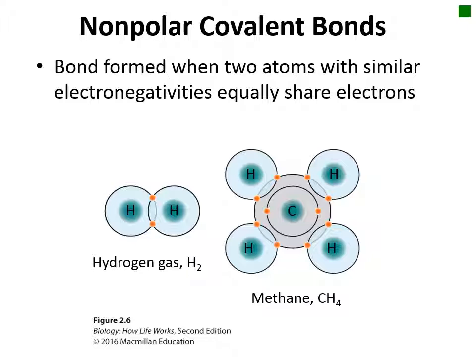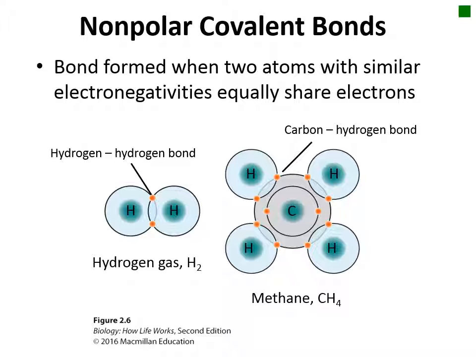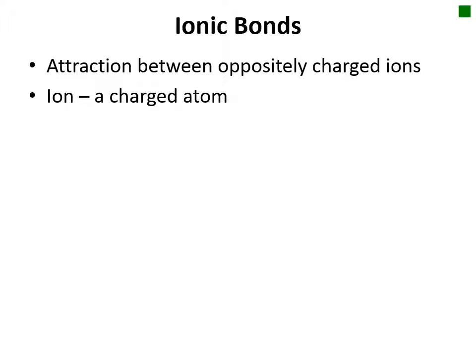A nonpolar covalent bond is formed when the atoms sharing electrons have similar electronegativities and form neutral molecules with no partial charges. Hydrogen-hydrogen and carbon-hydrogen bonds are nonpolar covalent bonds, as seen in the two molecules shown. An ionic bond is an attraction between two ions. The definition of an ion is a charged atom, and they are formed when an atom loses or gains electrons in order to fill its outer shell.